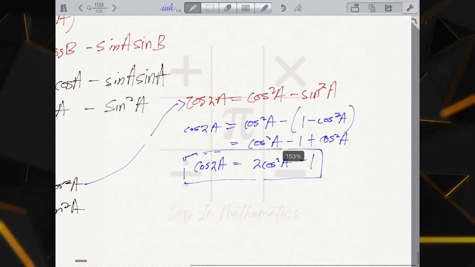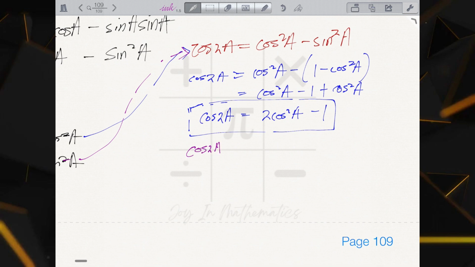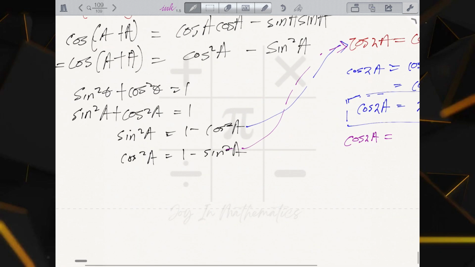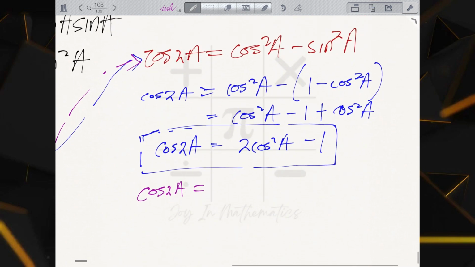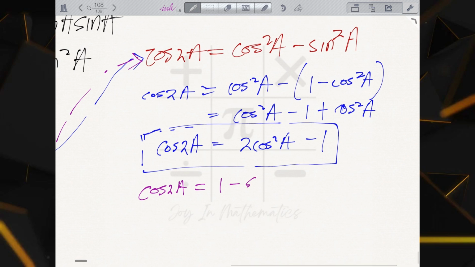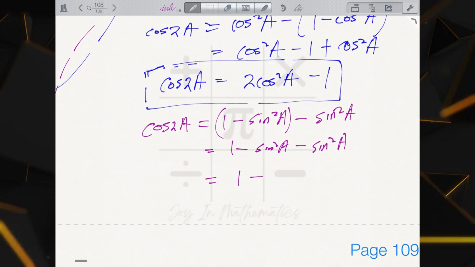Let's keep this aside. Similarly, if we apply this to the other term, cos 2A will be equal to: anywhere we see cos squared A, we change it to 1 minus sine squared A. So we have (1 minus sine squared A) minus sine squared A. Let's open the brackets: 1 minus sine squared A minus sine squared A. This results in 1 minus 2 sine squared A, which is an expression for cos 2A.